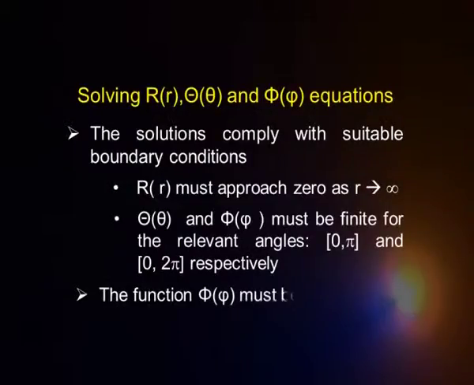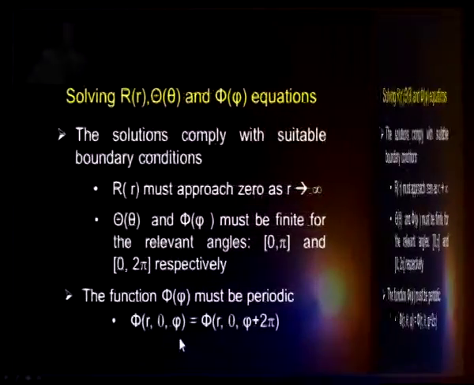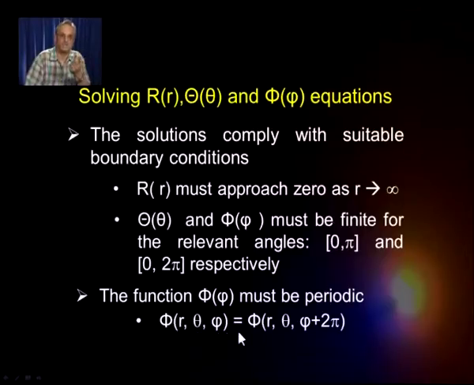And similarly, for the phi equation, we have to ensure that the function is periodic in nature. What it means is that if I take the wave function at r, theta, phi, and the one at r, theta, phi plus 2 pi, they must be identical. That's the meaning of periodicity. That means the wave function repeats after every 2 pi. So the function at phi equal to 0 and at phi equal to 2 pi must be the same. So these are the things we ensure in the process of solving it.